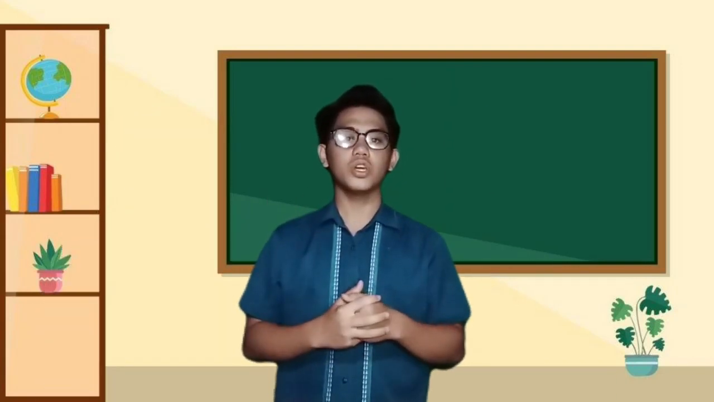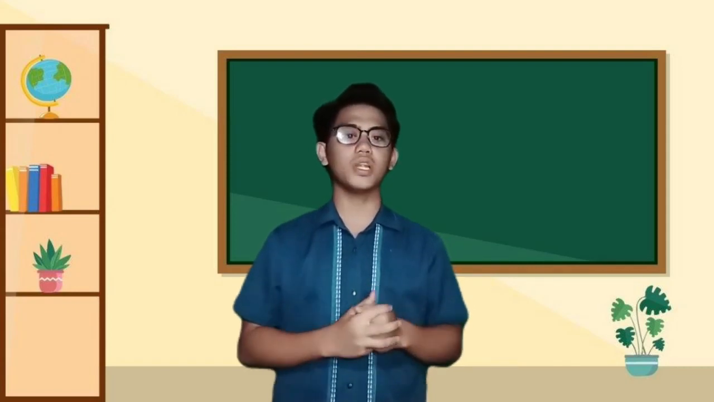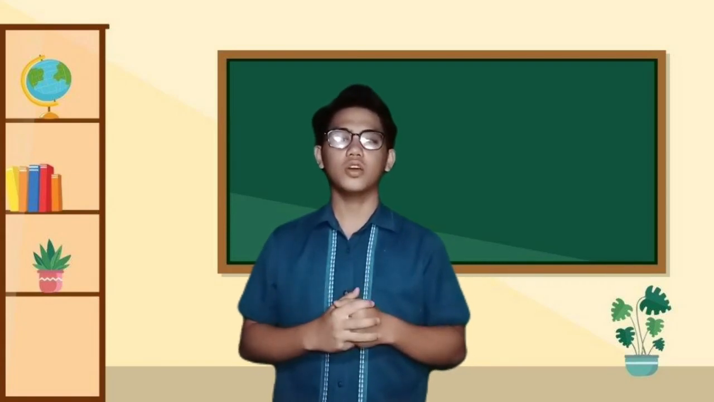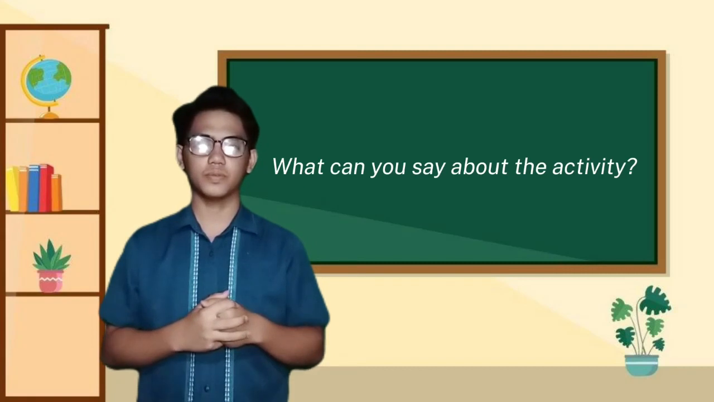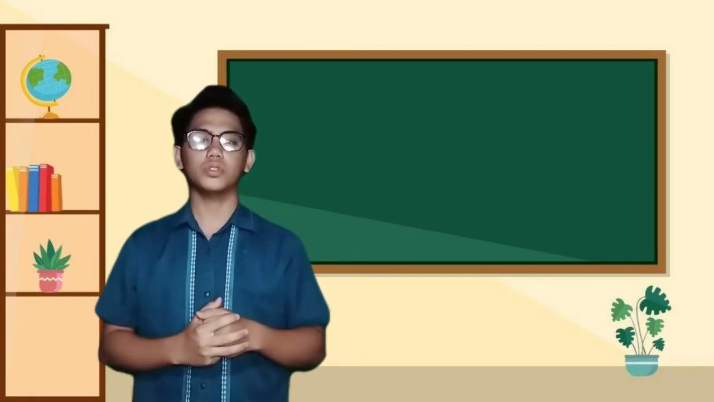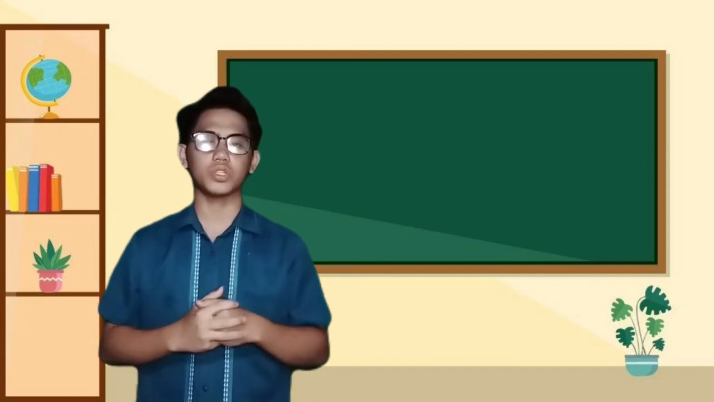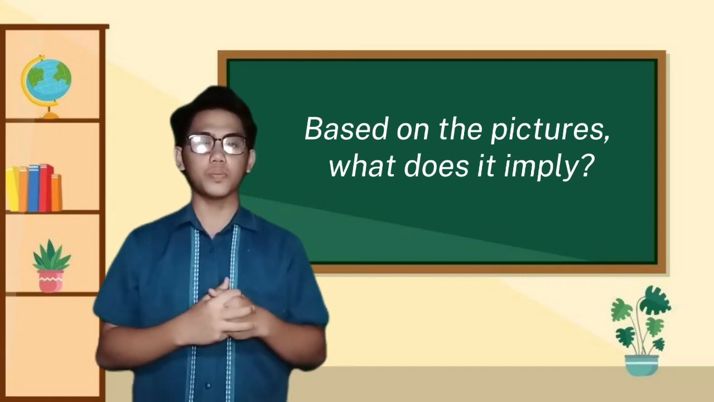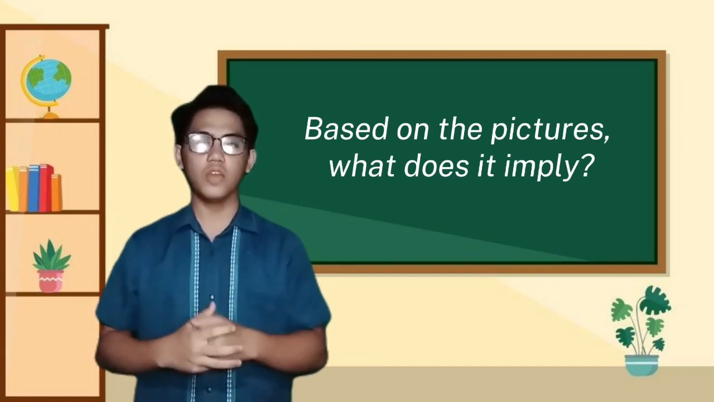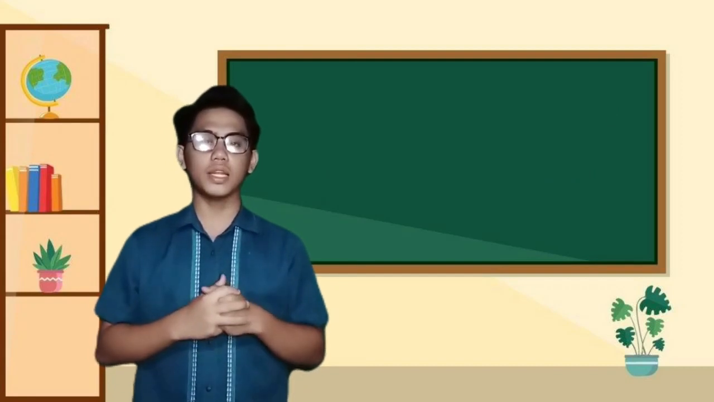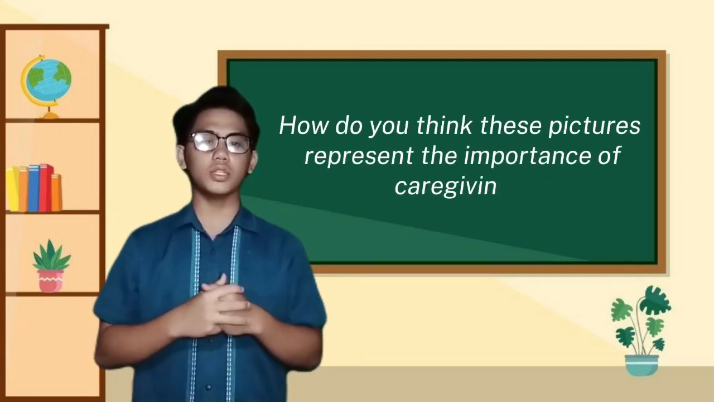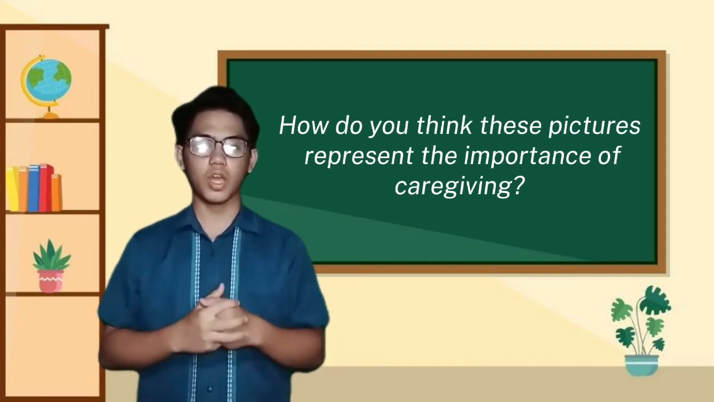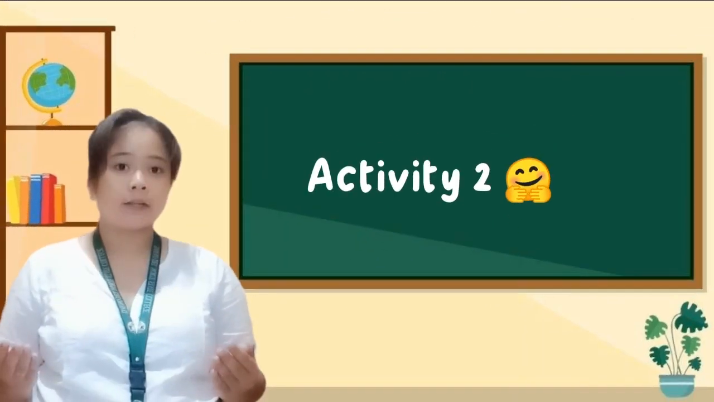Okay, very good learners. You got the correct answers. Now I will select three students to answer the questions. First, Ochia. What can you say about the activity? Okay, very good. Now I will select Joseph to answer the second question. Based on the picture, what does it imply? Okay, very good, Joseph. How about Salilim? How do you think these pictures represent the importance of caregiving?